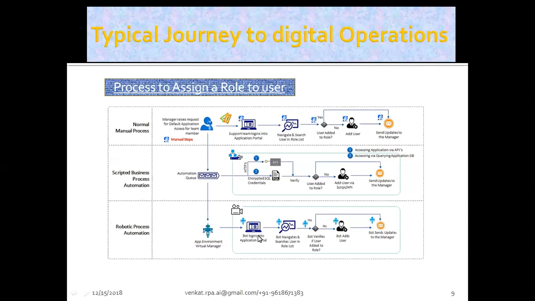But in RPA, it's very simple. Bot, no human. The bot itself will log into your system. The bot will search whether the user has that specific role assigned or not, and then it will assign it and send mail to the manager automatically. It's an automated process. No human intervention here. Okay, that is the difference.